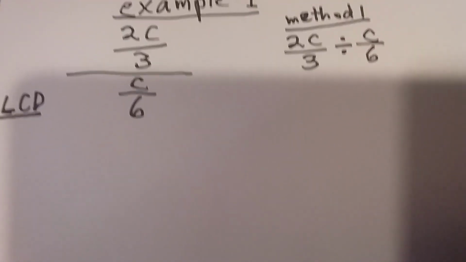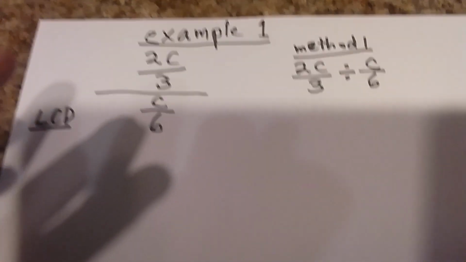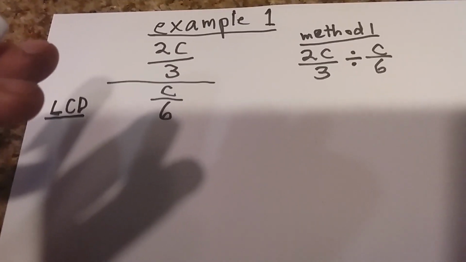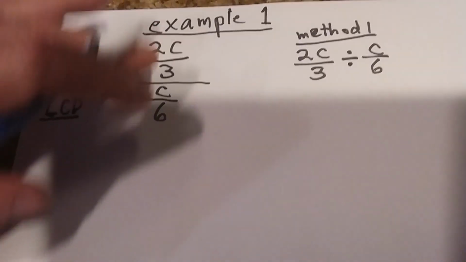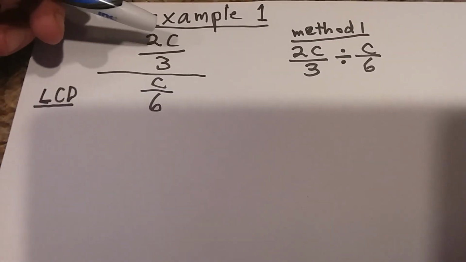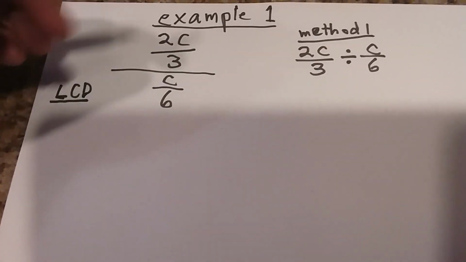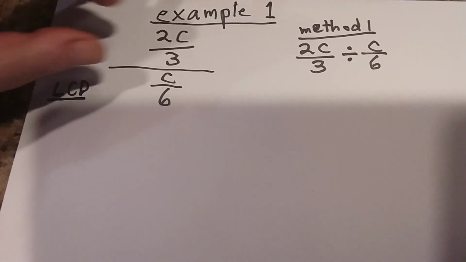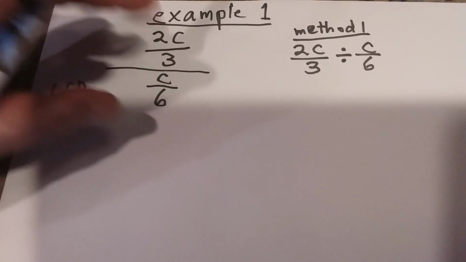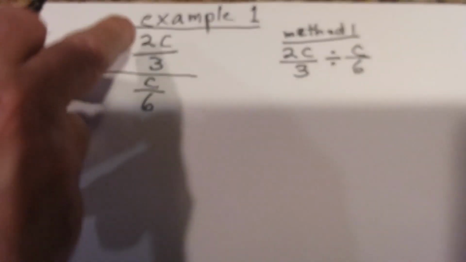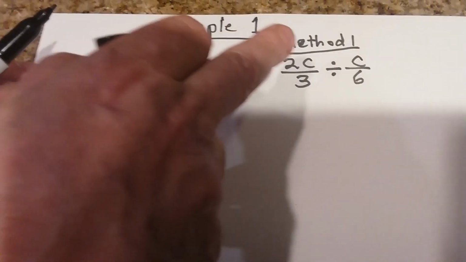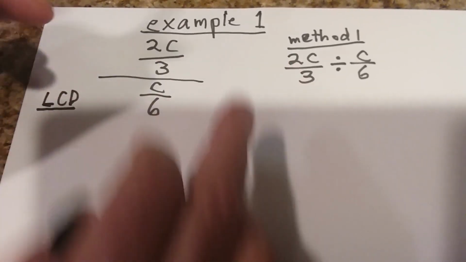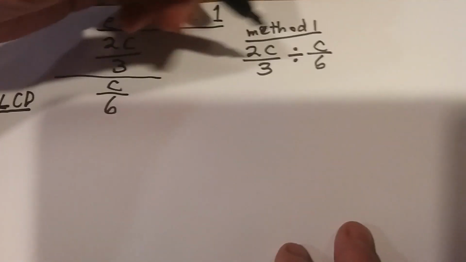Welcome back, students. I'm about to show you how to simplify complex fractions. The first example you see right here is a complex fraction because it's a fraction over a fraction. Now if you just have two fractions, like 2c over 3 and c over 6, you could think of this as division and do it this way, right over here.